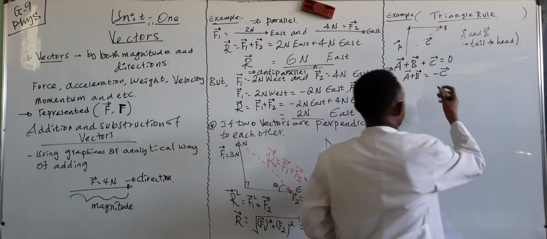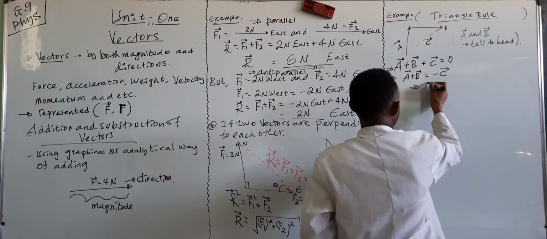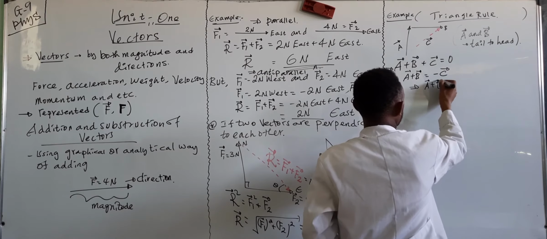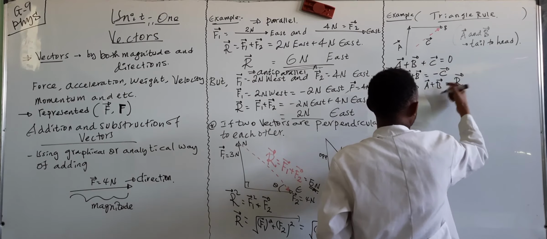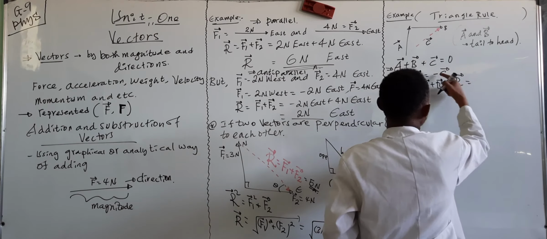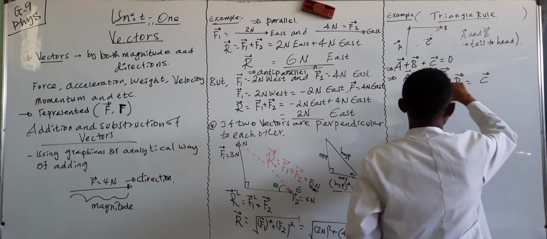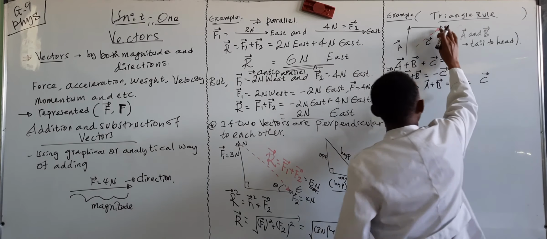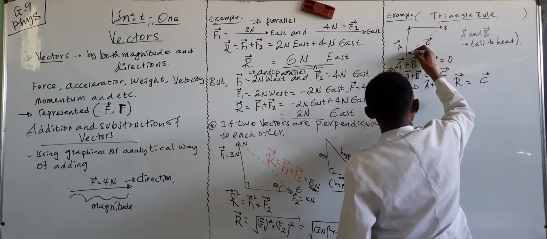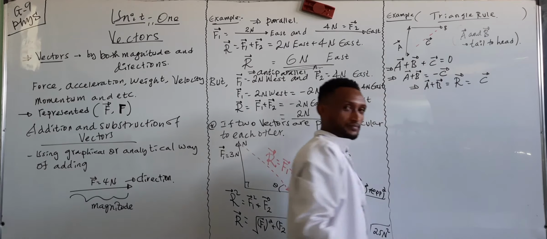This means that the resultant of vector A plus vector B is equal to vector C in the opposite direction. This negative shows the opposite direction. So we say that this is the direction of vector C.